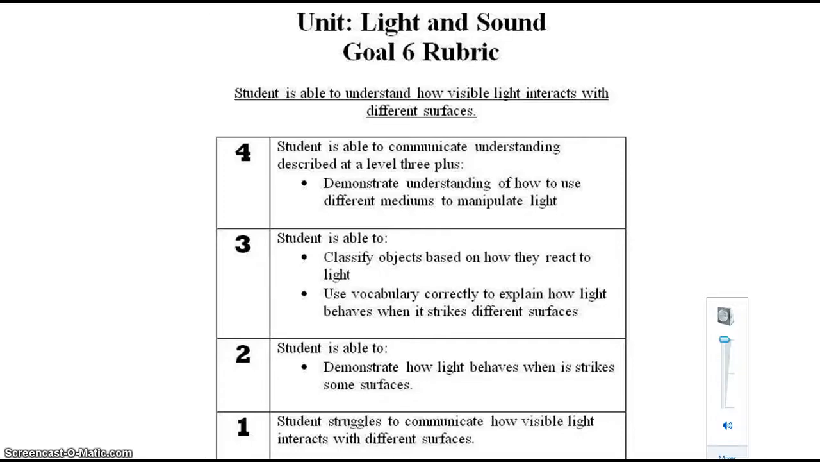This is Wave Energy Goal 6, and in this goal, students are going to be able to classify objects based on how they react to light, meaning translucent, transparent, and opaque, and you're using vocabulary correctly to explain how light behaves when it strikes a surface. Going beyond that, you're able to demonstrate understanding of how to use different mediums to manipulate light.